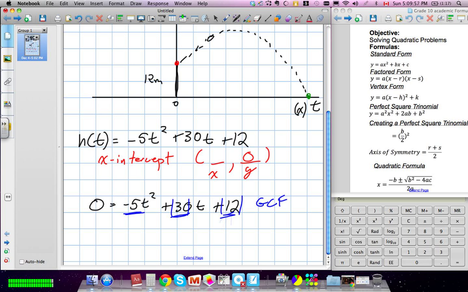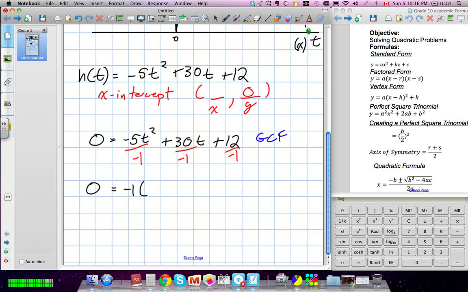Yeah, that's right. We'll take the negative out just so it's easier for us to factor. So we're going to take negative 1 from each of these. Okay? So our next line will read 0 is equal to negative 1. What's inside the brackets? Positive or negative? Positive 5t squared minus 30t, yep, minus 12. Good.